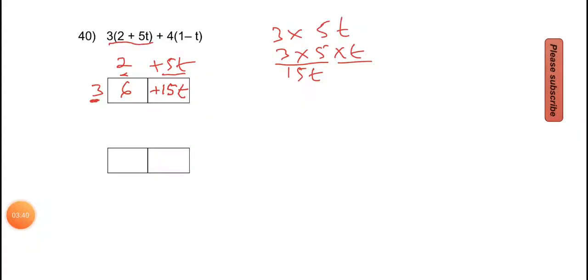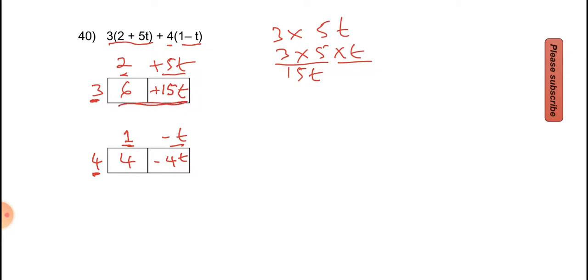Now to expand the second bracket, because I can see 4 outside the bracket, the 4 comes to the left, and then the 1 minus t will be on the top. So 1 minus t. So first we do 4 times 1, which is just 4, and then 4 times minus t is just minus 4t.